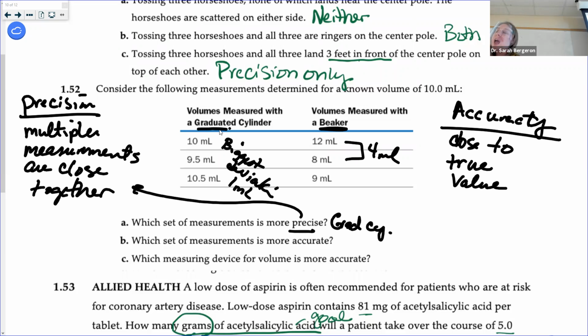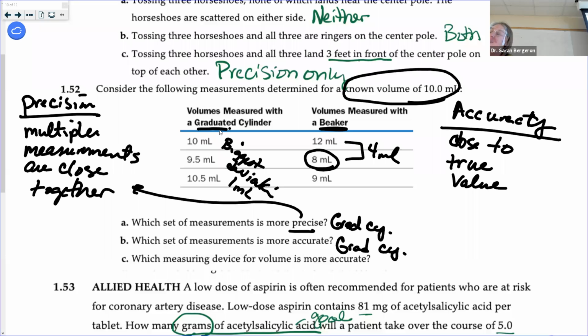Which set of measurements is more accurate? Oh, absolutely, the graduated cylinder. How did you know that? Each individual measurement is close to the true value. How close is 8 to our known volume of 10 mils? Yeah, not very close, right? That's really far off. But the farthest one in here is what? So this is the farthest one in our beaker. Where's the farthest one in our graduated cylinder? Either 9.5 or 10.5, but you're only 0.5 away, right?